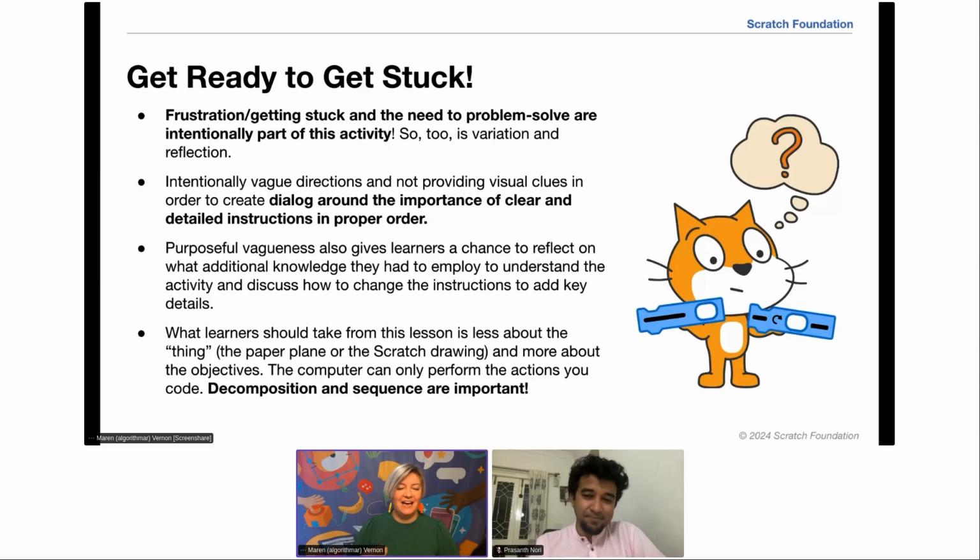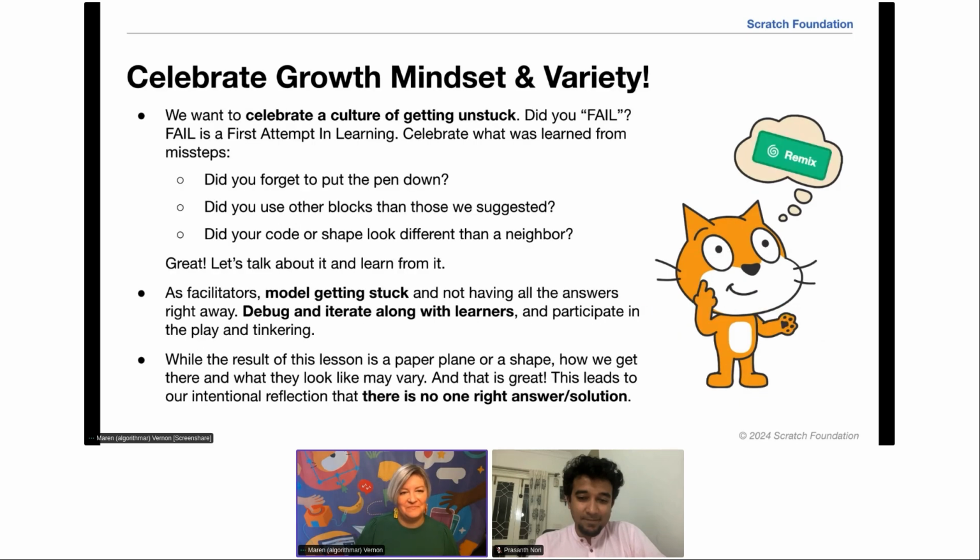And so these are just things to keep in mind, that when you are doing this activity with your learners, expect moments of needing some grit and grace, right? Getting frustrated, and then figuring out how to get unstuck. And also we want to celebrate this culture of getting unstuck by having a growth mindset and celebrating variety. So, as you are working on this activity, maybe you have failed, which I love, the first attempt in learning.